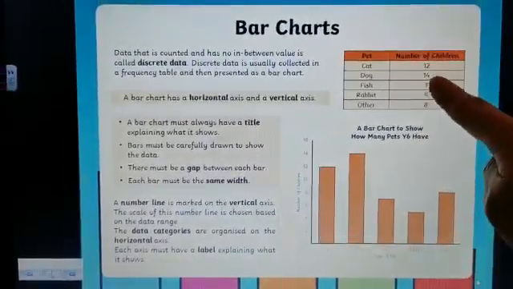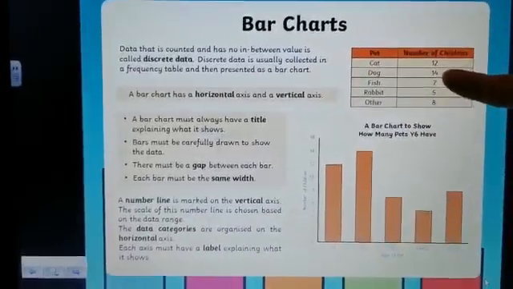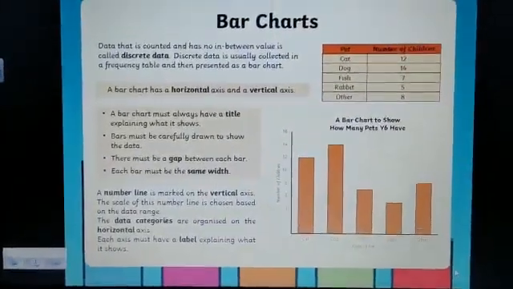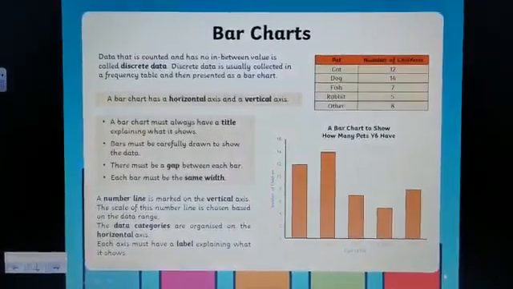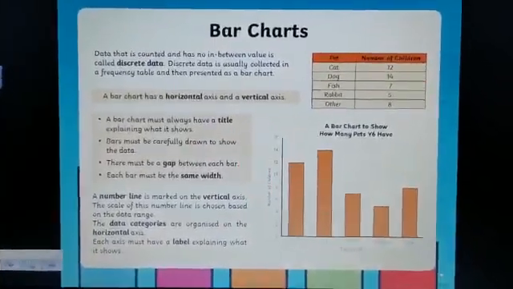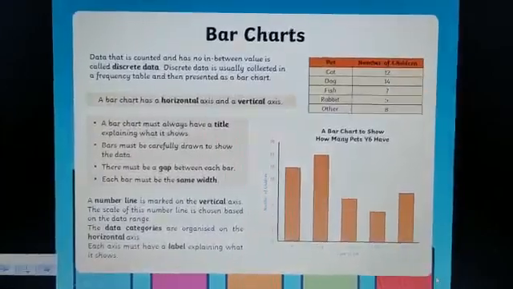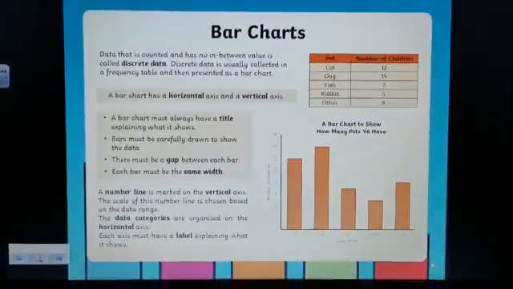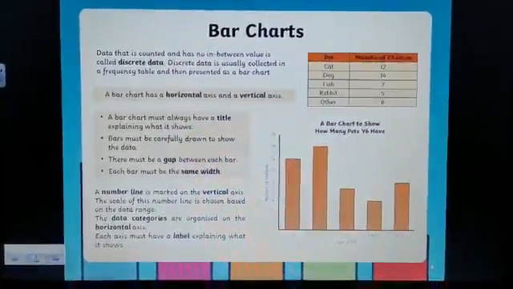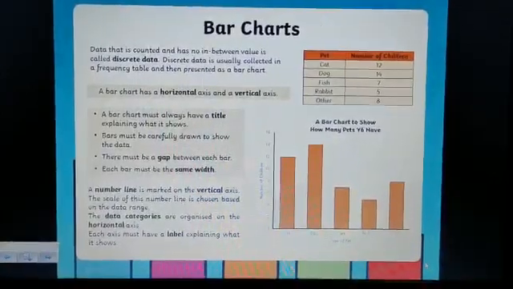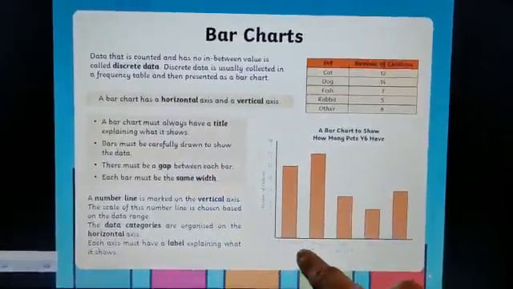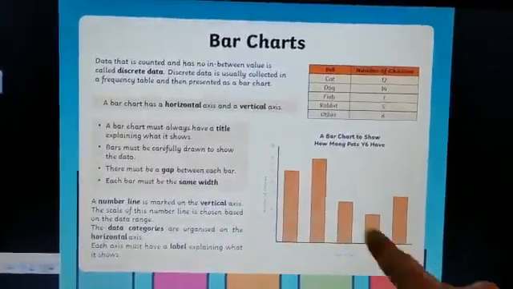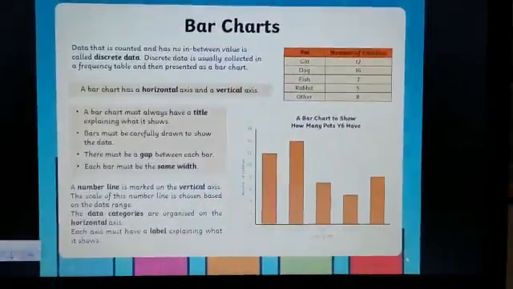If my values up here were higher, so let's say that was 140, going up in 2s would take me so long. So I might choose a different scale. If it was 140 instead of 14, I might choose to go up in 10s instead or 20s. And that way each gap would have a different value as well. So you have to choose your value and scale very carefully. The data categories are organised on the horizontal. So this is the information that I actually wanted to gather. This is what I wanted to find out. So you must label them both, otherwise they're not going to make sense.